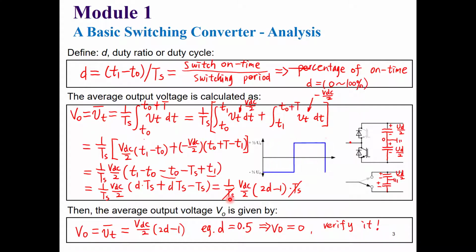So for the DC operation, if we calculate the average output voltage, it will be VDC over 2 times 2D minus 1, where D is our duty cycle.